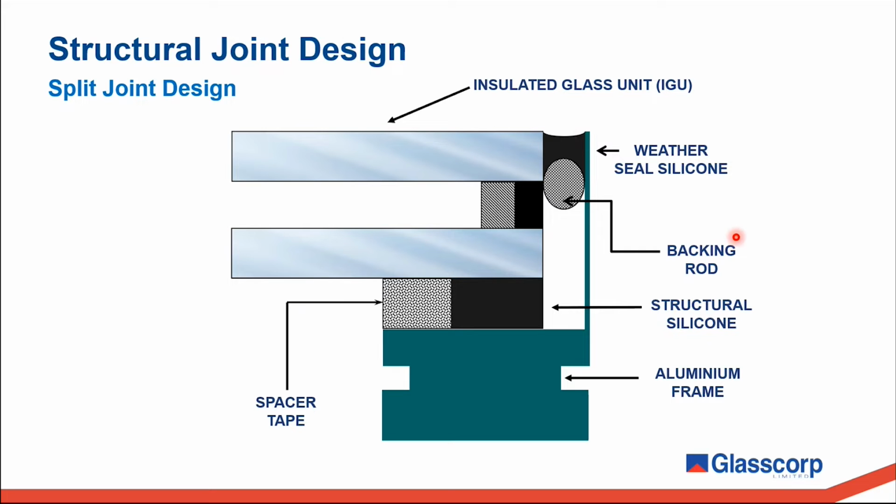on the glass edge. This tends to be the preferred structural joint design, especially when structurally glazing IGUs. A key reason for this is that it's not desirable to have either the structural joint or the weather seal come into contact with the secondary seal of the IGU. When this happens, the joint movement capability becomes limited and the long-term integrity of the IGU can be compromised.